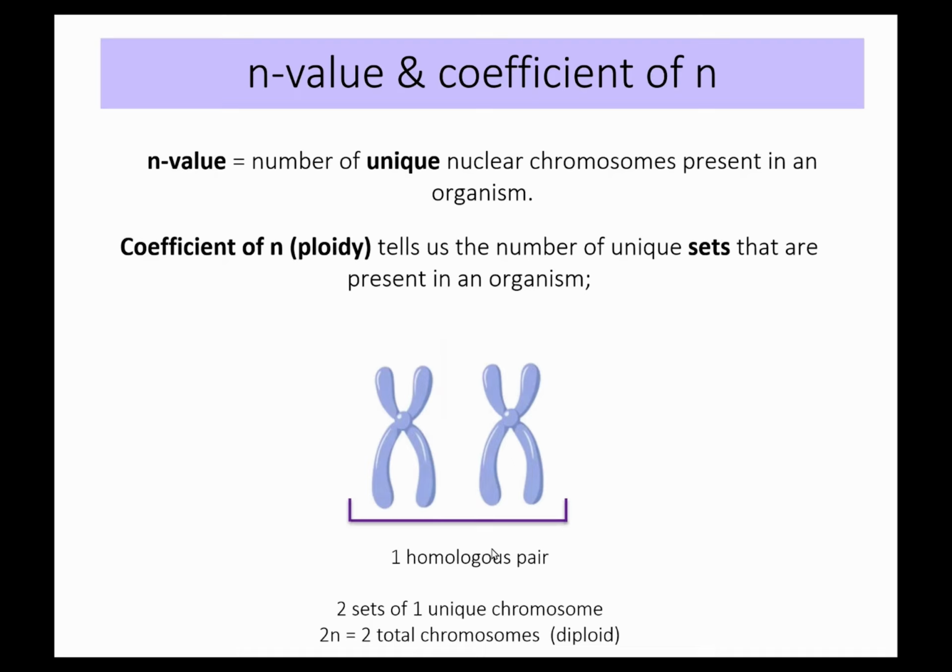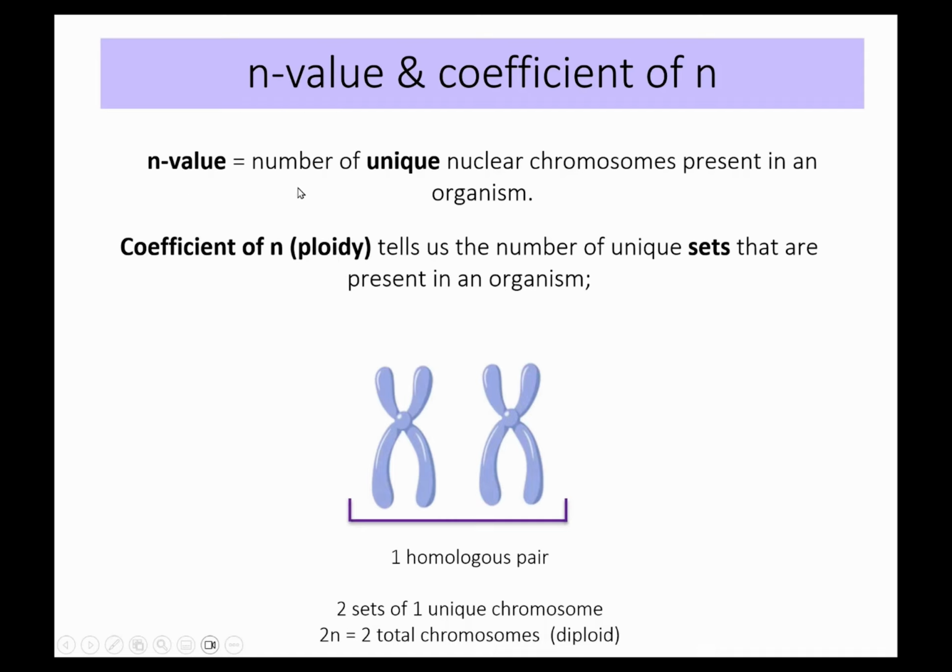Now let's get into the numbers. N value and coefficient of N. N value is the number of unique nuclear chromosomes present in an organism. And just before I start this slide, I know I mentioned this is one of the more difficult lectures, but just understand that if you get these definitions and if you do some practice, you should be perfectly fine. The confusion happens when you don't understand this lecture. So if you're going to pay that extra little attention, this is the time.